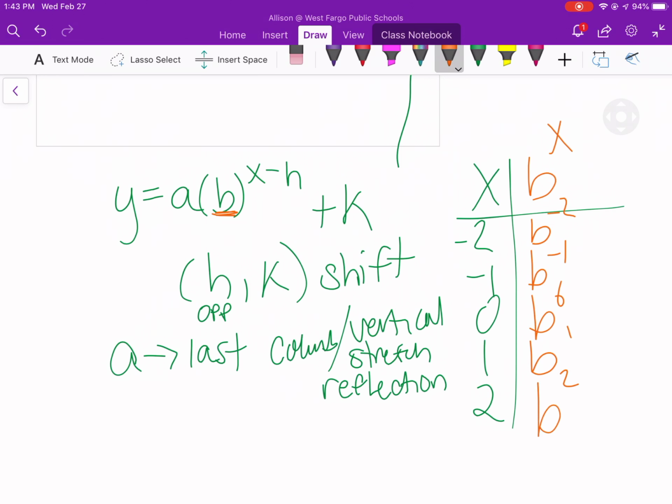You will be expected to do those without a calculator. And then whatever your third column is, you take it times your a value. So then it's a times b to the negative 2, etc. And then you graph these first and last columns. So you graph the first and last column for graphing.